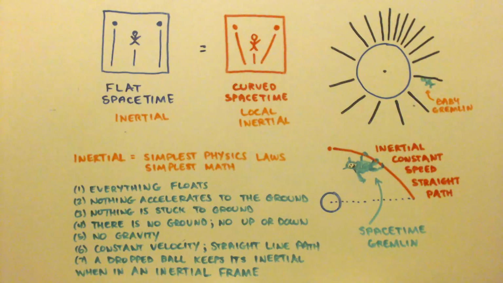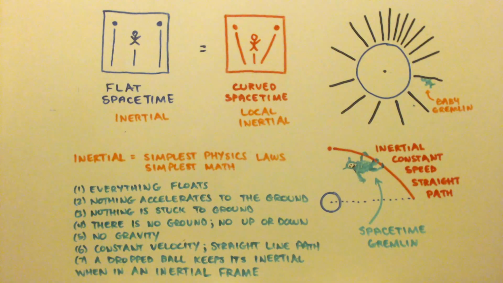Everything floats. Nothing accelerates to the ground. Nothing is stuck to the ground. You know why? Because there is no ground. Ground means math. Ground means complicated physics laws. No up or down, because there's no ground. So what would be up and what would be down? And you know why there's no ground and there's no up and down? Because there's no gravity. Because gravity makes complicated math, complicated physics.